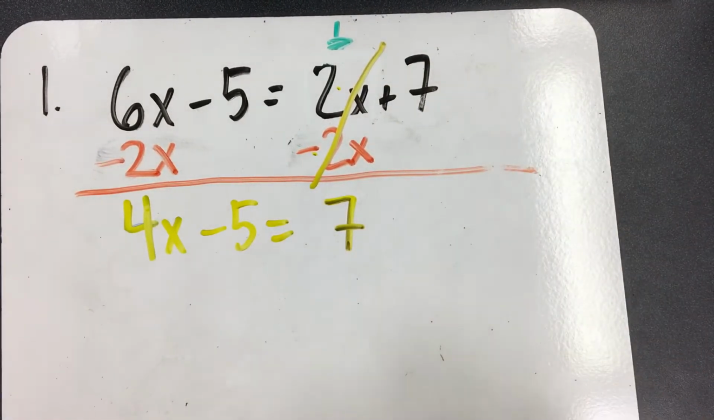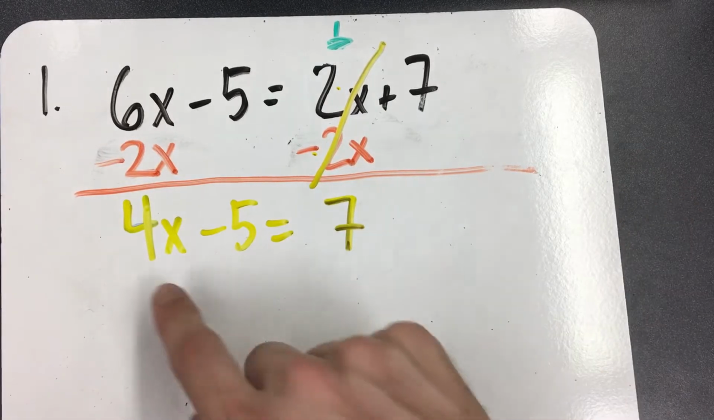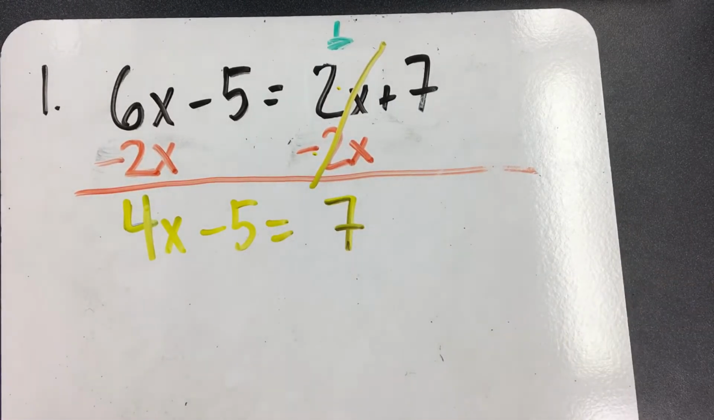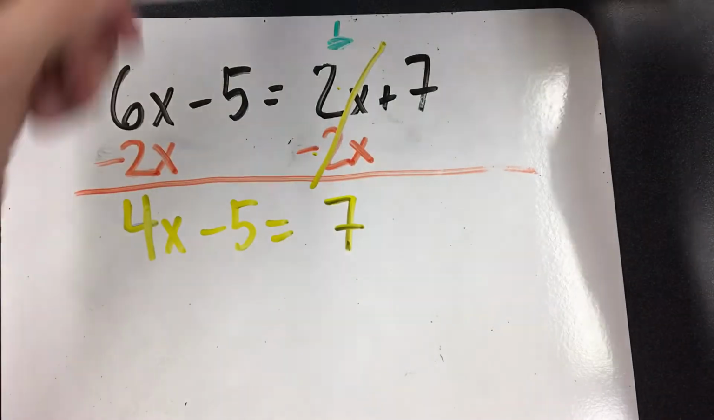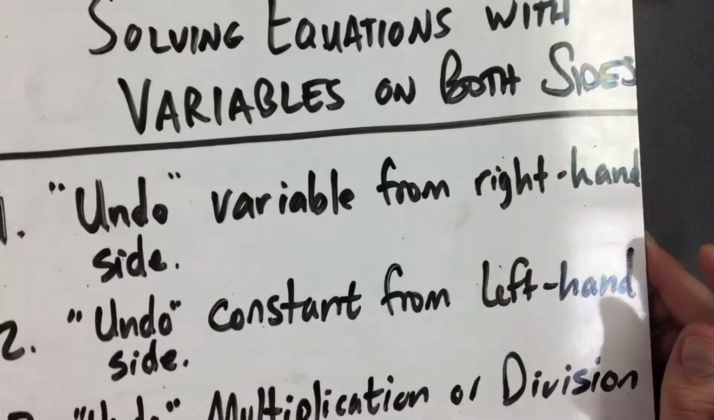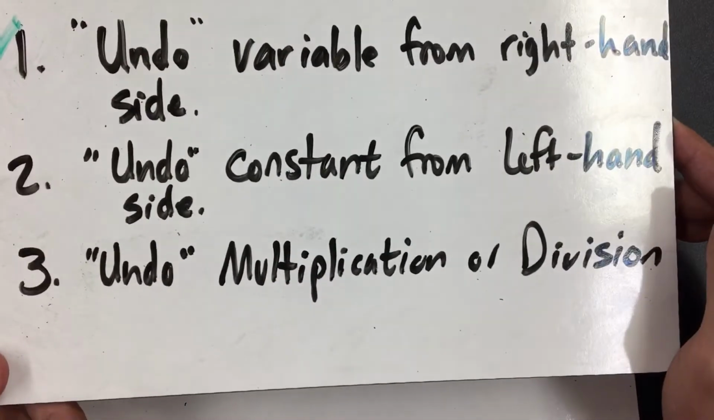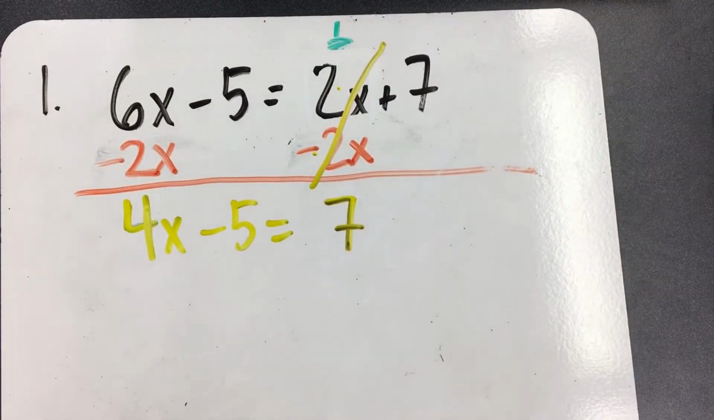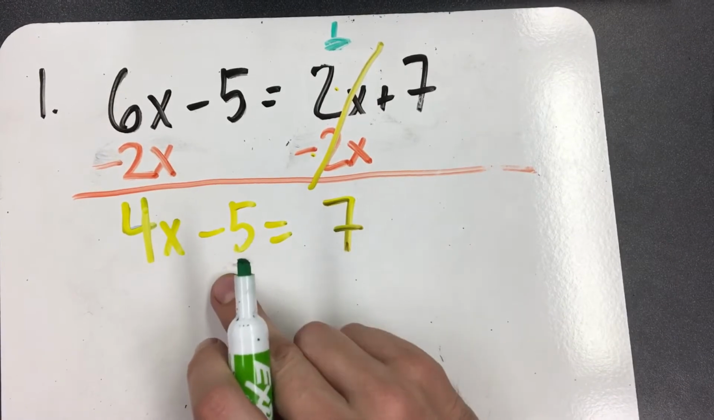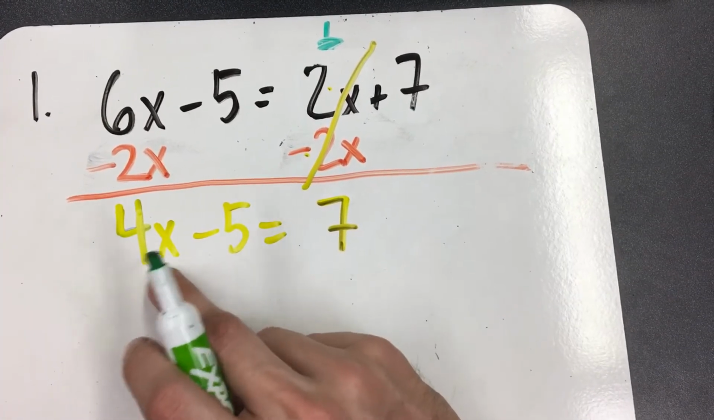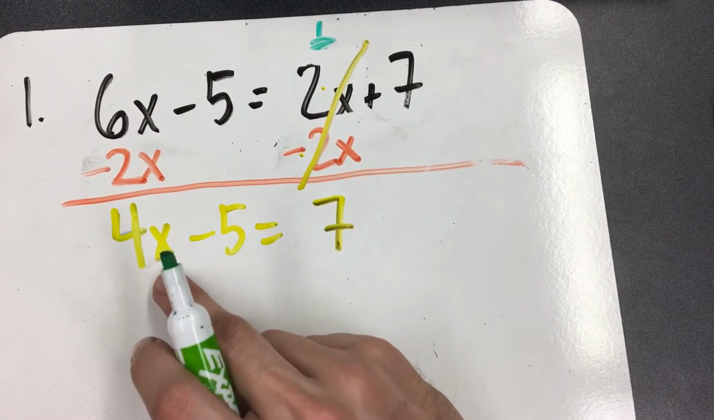Okay. Now, once you get to this point, you are probably used to seeing questions like this, right? This is a two-step equation. I have done step 1. I've completed this. Undo the variable from the right-hand side. Now, step 2, undo the constant from the left-hand side. The constant is the plain old number. The constant is, in this case, the subtracting 5, right? This is not technically called a constant because it has the x on it, right?